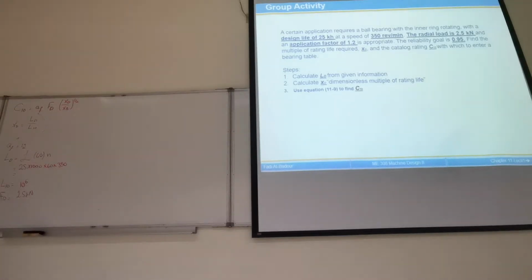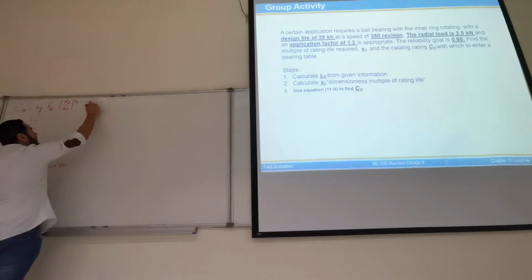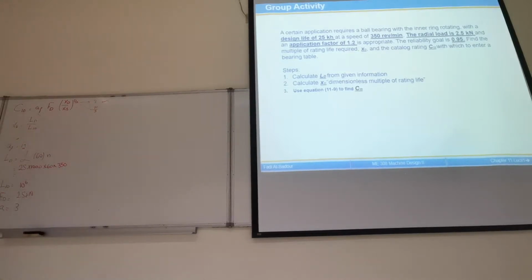What is remaining? A is equal to what? 3. Remember, A is 3 for ball bearings, and for the others, 10 over 3. Again, the catalog life, where do you get it from? Because it's a ball bearing. And this one was given.